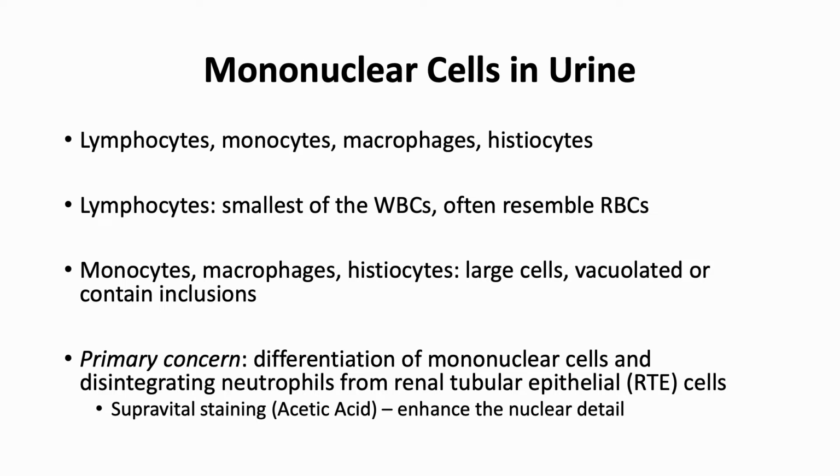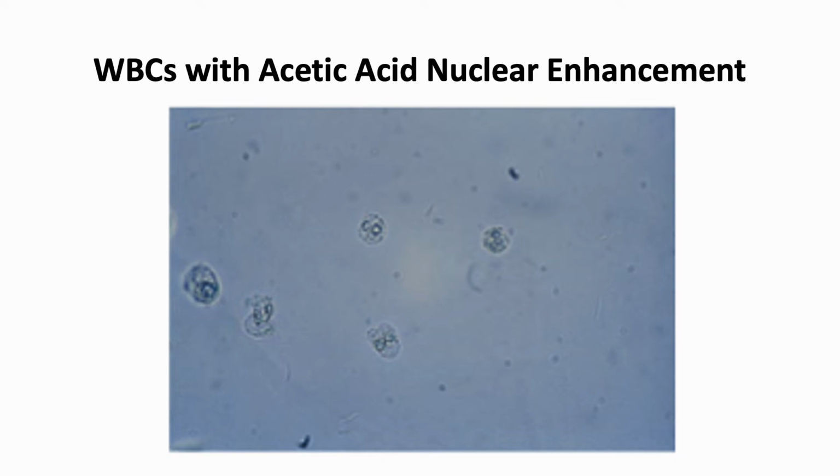The WBC in amoeboid motion can be difficult to distinguish from the renal tubular epithelial cell because of the irregularity in the shape. So supravital staining or the addition of acetic acid can be used to enhance the nuclear detail if necessary. Here's an example of identification of the WBCs with the use of acetic acid to enhance the nuclear detail and identify the leukocytes present in this urinary sediment.